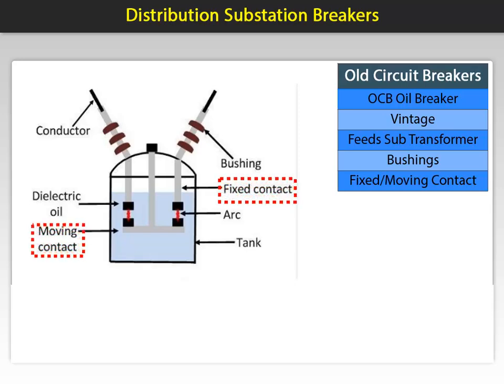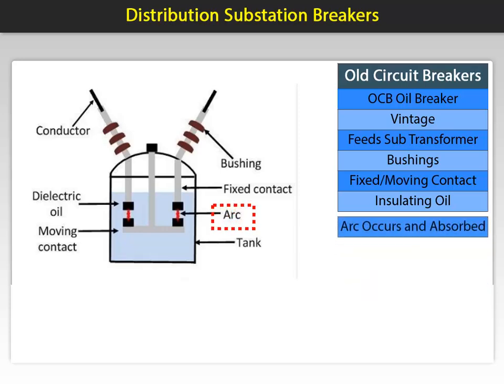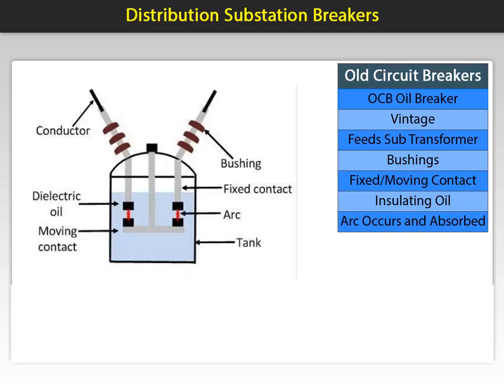The oil in the breaker tank insulates the current carrying parts and also cools the contacts to prevent overheating. When the breaker is interrupted, the arc energy is absorbed by the oil. In addition, the oil reduces wear and tear and prevents oxidation.